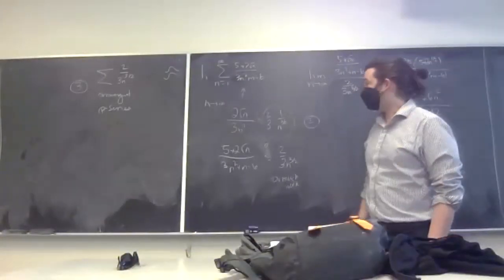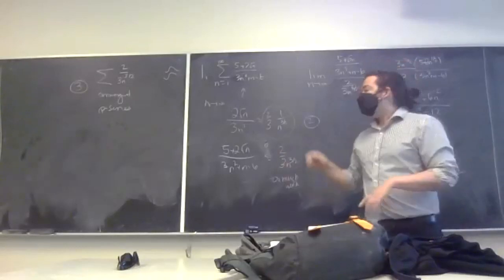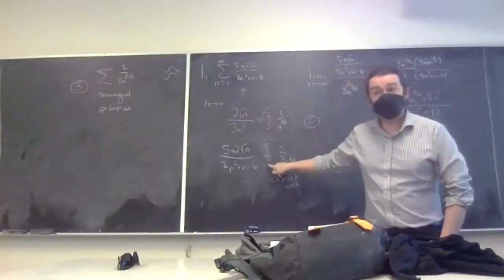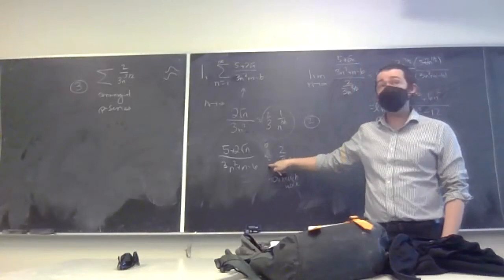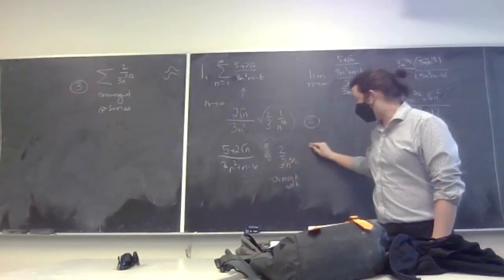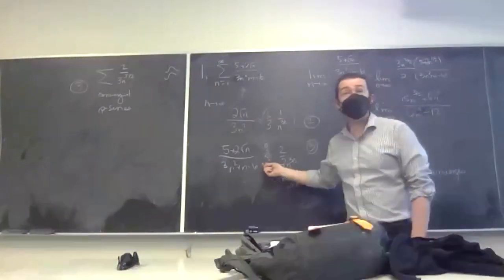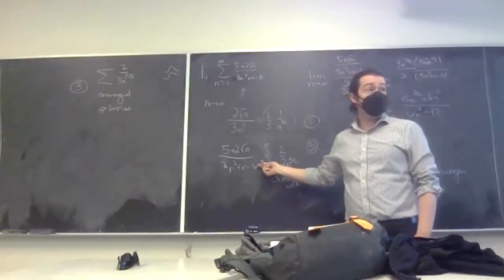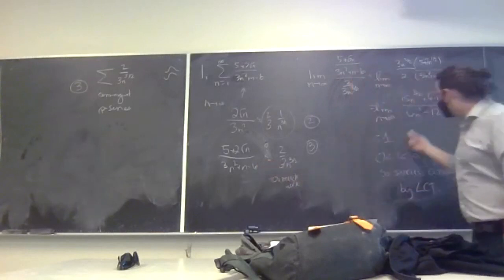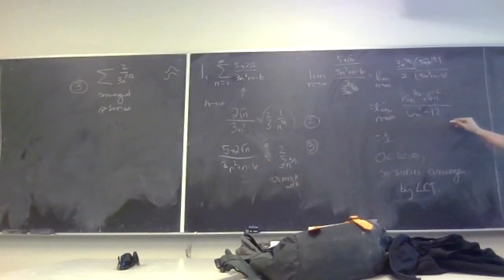So you can score yourself if you want. If you wrote down an inequality and used the comparison test, even though you were wrong, that's still a 3. So if you use this inequality, even though you didn't know it was true, that's still worth a 3. If you got to this point and didn't know how to compute the limit, that's worth a 4.